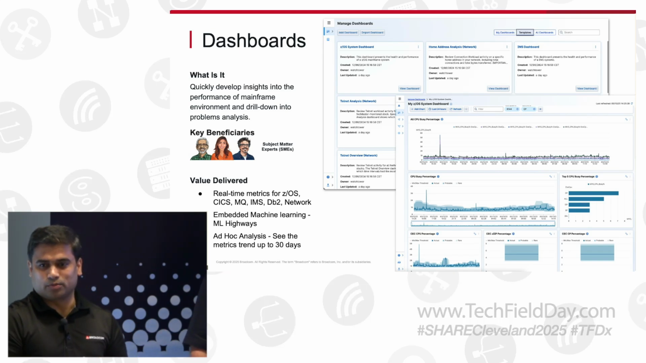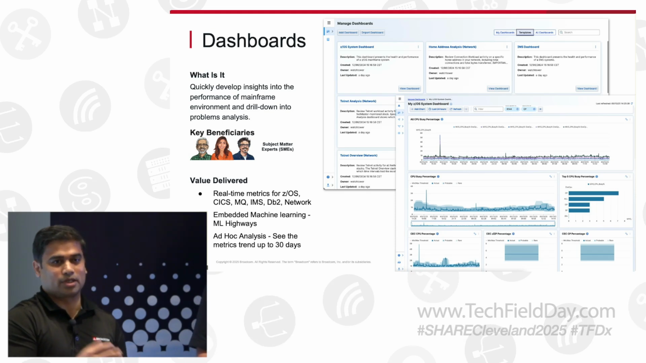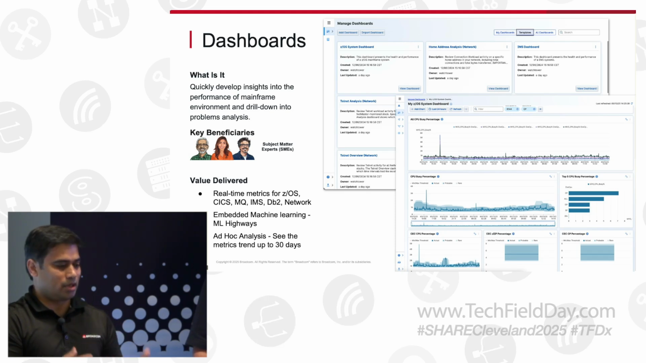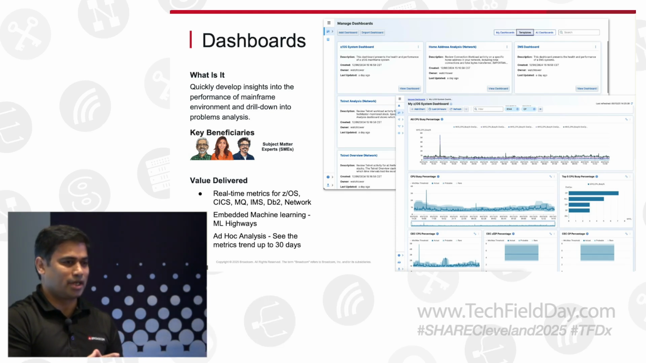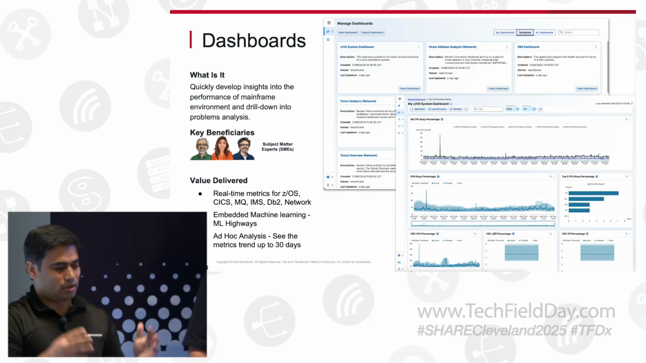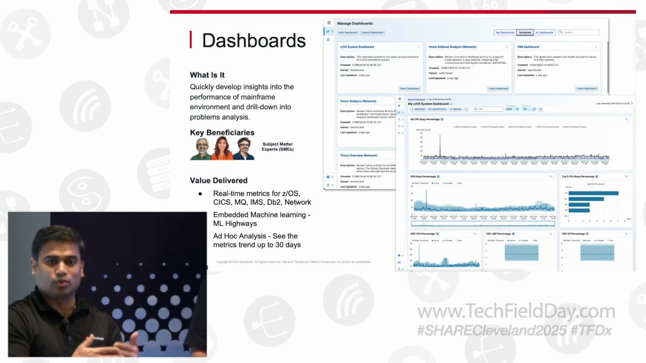With the Watchtower dashboard, you're not starting fresh. We have baked in some templates which get you started immediately, and that's where our experts actually prepare those templates so that you get started right when you install the product. The dashboard correlates all the data from across the CICS, DB2, MQ network.